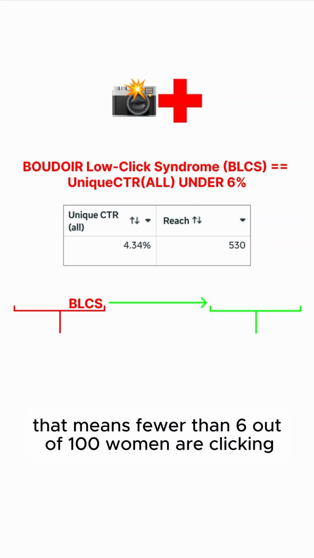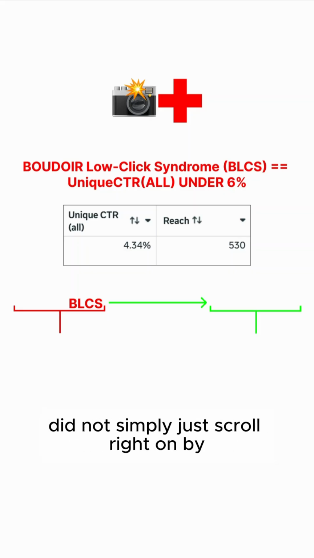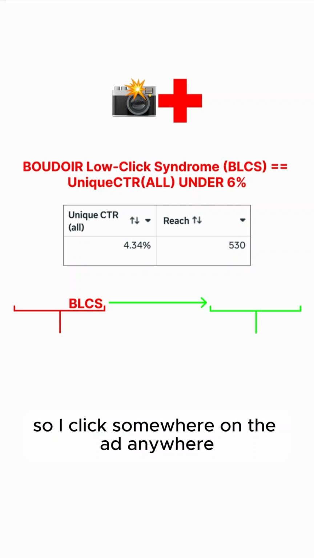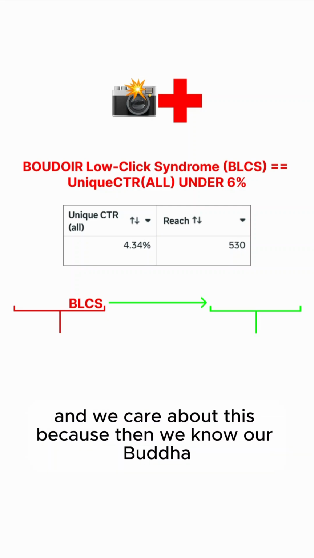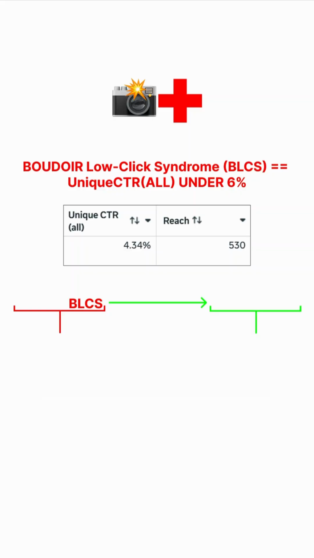That means fewer than 6 out of 100 women are clicking somewhere, anywhere on our ad. Basically, this is the number of women that did not simply just scroll right on by. So they click somewhere on the ad, anywhere. And we care about this because then we know our Boudoir Facebook ad entered that woman's brain.